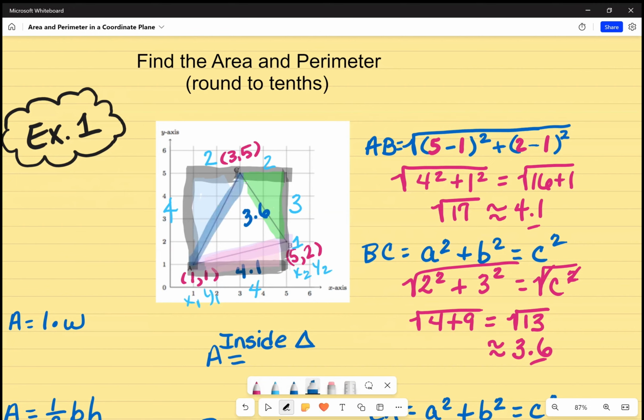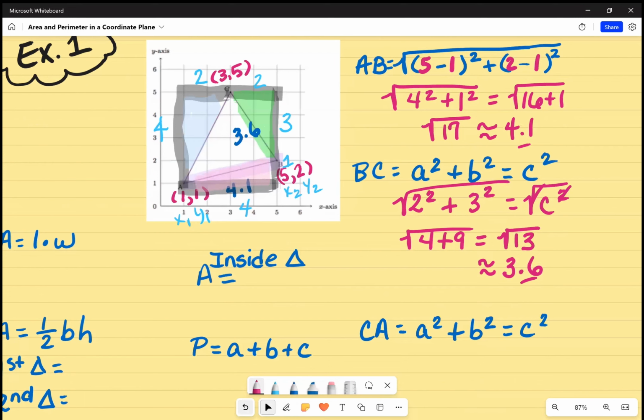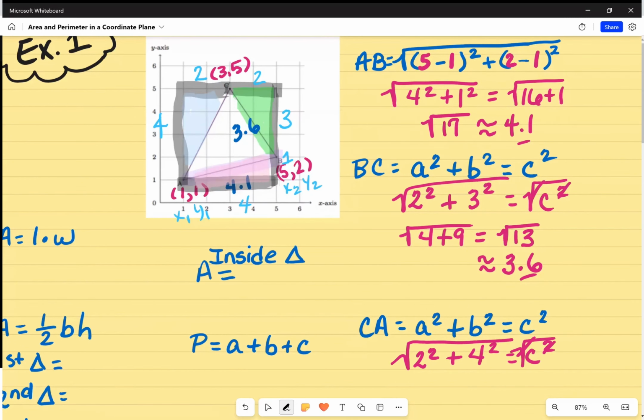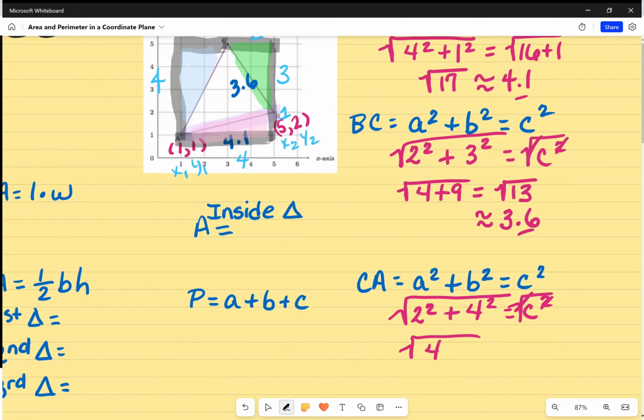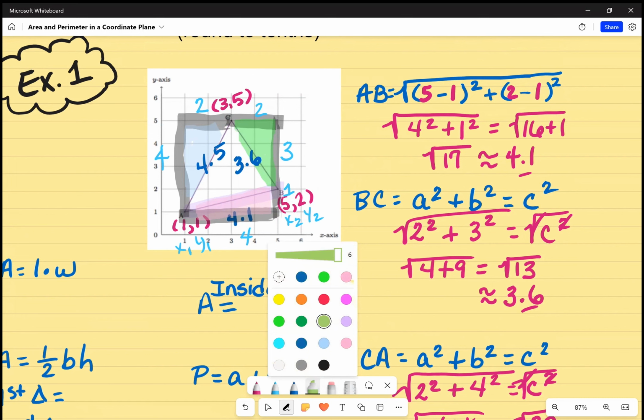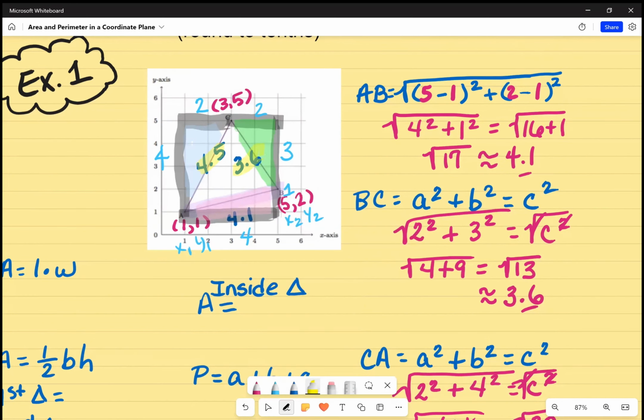And then the final side that I will actually try to find for the hypotenuse is side CA using that right triangle. And I'm going to do the same thing. I'm just going to substitute in for A and B and then further simplify. So now I'm going to label this side 4.5. And I have all of the sides that I need. So I have to keep up with that information because I'm going to use it later for my perimeter.